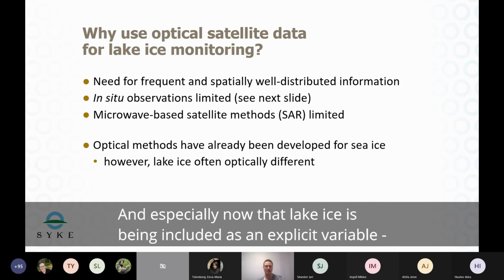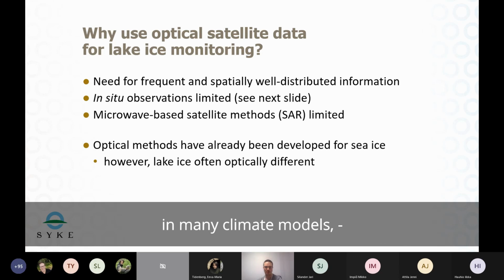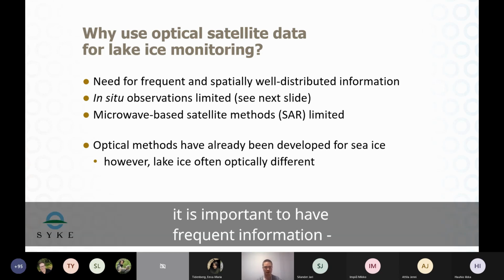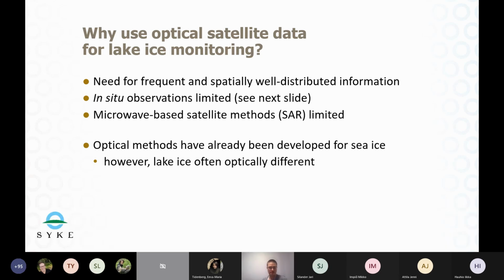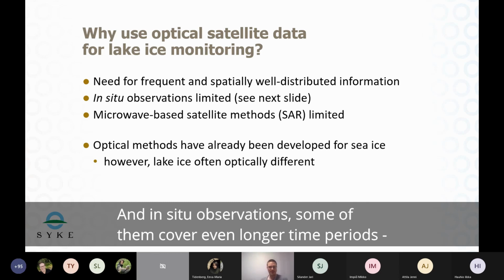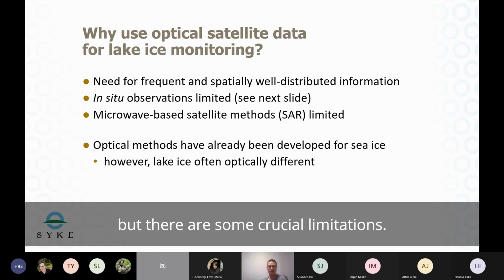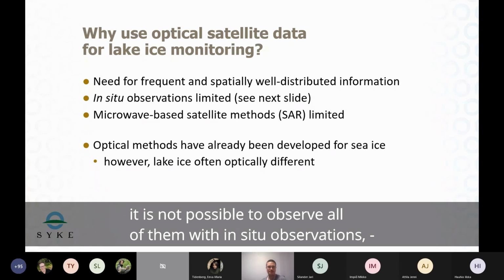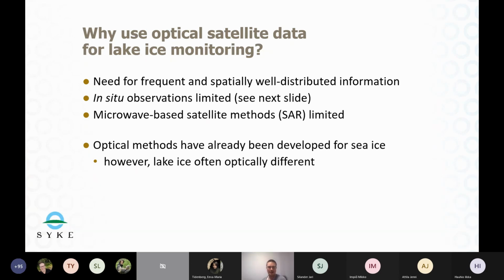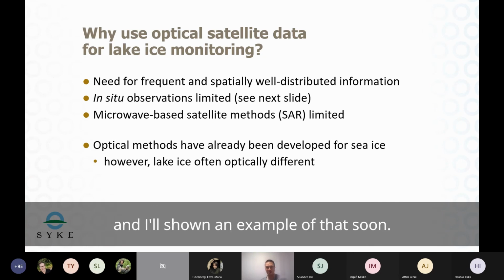And especially now that lake ice is being included as an explicit variable in many climate models, it is important to have frequent information with good spatial coverage. In situ observations, some of them cover even longer time periods than what can be achieved with satellites, but there are some crucial limitations. One obvious issue is that in the land of 1,000 lakes, it is not possible to observe all of them with in situ observations. But there are also some other issues, and I will show an example of that soon.